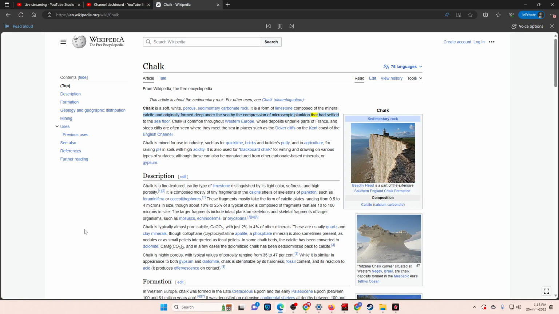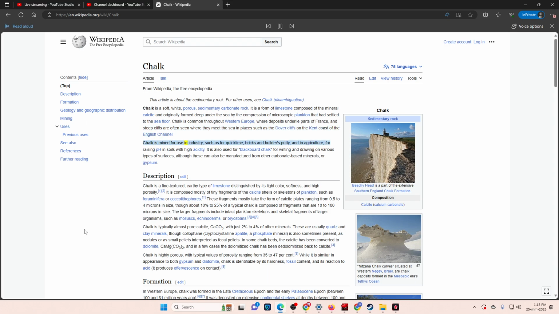under the sea by the compression of microscopic plankton that had settled to the seafloor. Chalk is common throughout Western Europe, where deposits underlie parts of France, and steep cliffs are often seen where they meet the sea in places such as the Dover Cliffs on the Kent coast of the English Channel.